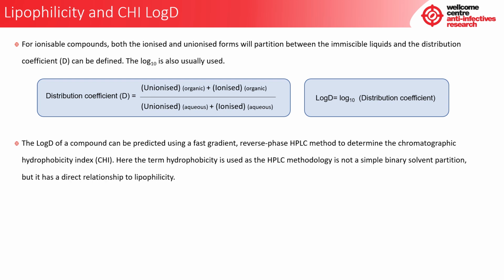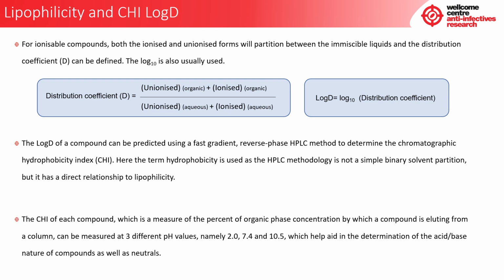The log D of a compound can be predicted using a fast gradient reverse phase HPLC method to determine the chromatographic hydrophobicity index, also known as Chi. Here the term hydrophobicity is used as the HPLC method is not a simple binary solvent partition, but has a direct relationship to lipophilicity.